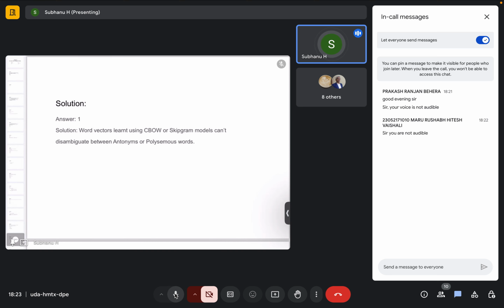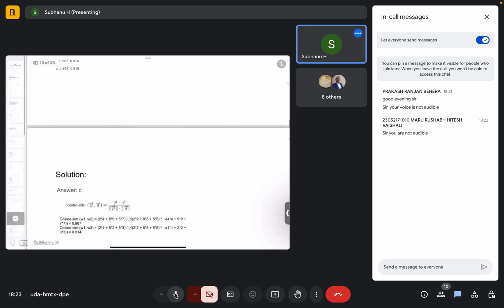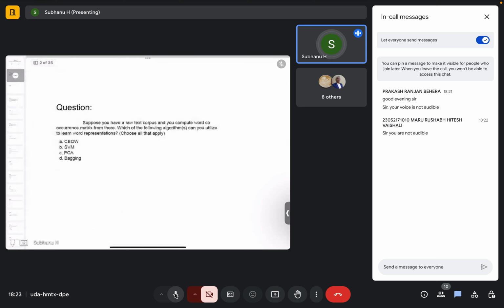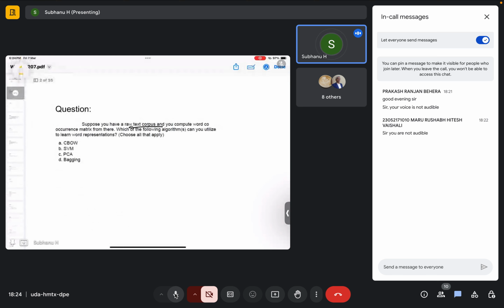My internet connection is not well today. So the question was, suppose you have a raw text corpus and you compute a word co-occurrence matrix from there. Which of those algorithms can you utilize to learn word representation? The options are CBOW, SVM, PCA, and bagging.